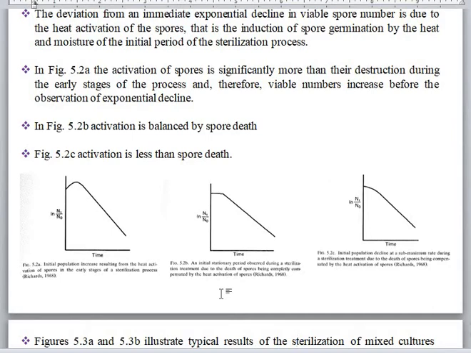So there is an activation that is balanced by spore death. Here you can see in the picture, first ln nt by n naught: as the time increases you can see a curve, that is a decline in the growth of microorganisms. In 5.2b also you can see an activation balanced by spore death. Here the initial population declines at a sub-maximum rate during a sterilization treatment, due to the death of spores being compensated by the heat activation of spores.